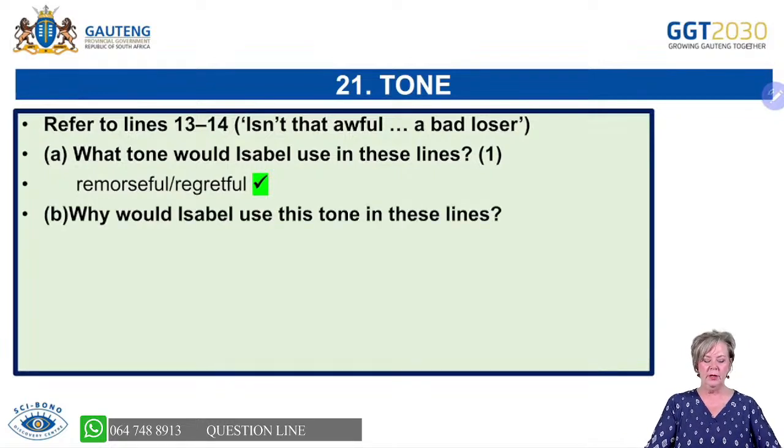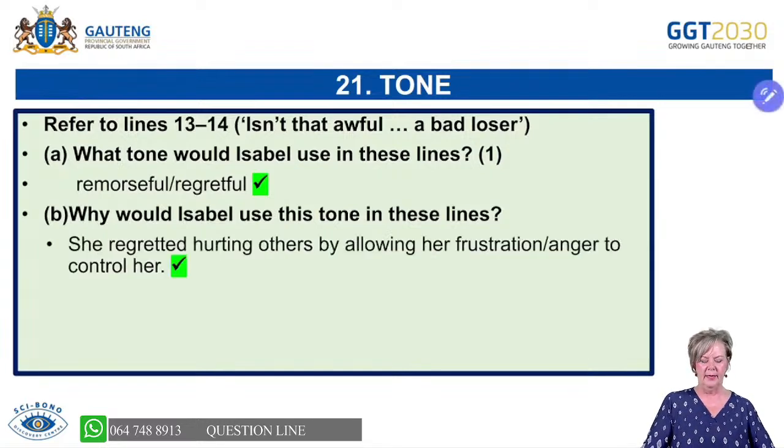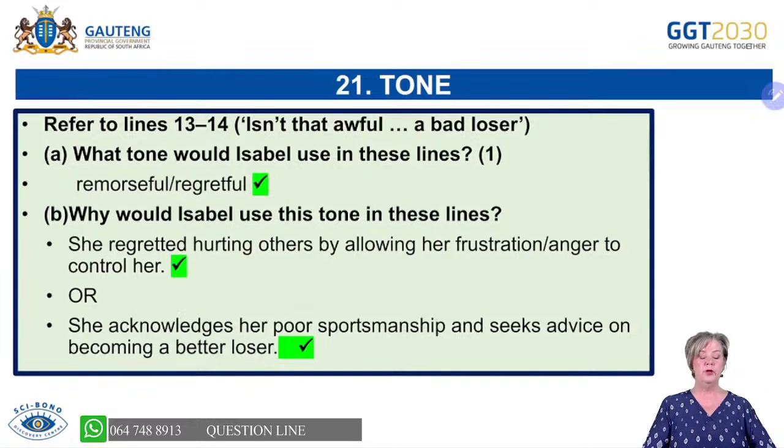Second part of the question, why would Isabel use this tone in these lines? She regretted hurting others by allowing her frustration or her anger to control her. Or she acknowledges her poor sportsmanship and seeks advice on becoming a better loser.